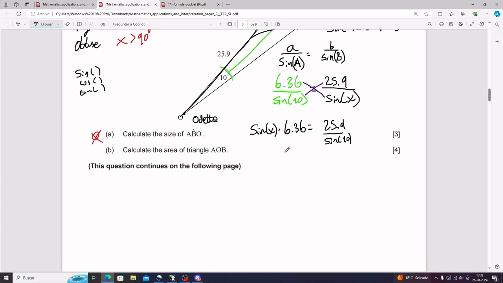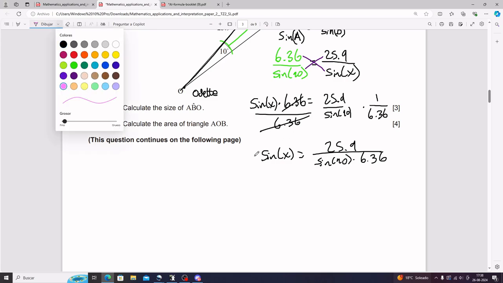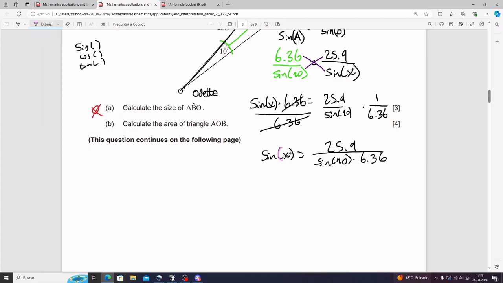From here, in order to keep getting X alone, clearly you have to divide by 6.36 so that you get X further alone, right? So that goes away with this. So you end up with sine of X equals 25.9 divided by sine 10 times 6.36. And from here, the interesting thing you have to do is that X, in order to keep getting it alone, it's within a parentheses. And so if it's within a parentheses, you need to get rid of whatever is right outside. And what's right outside, sort of, right? I know that technically no, but what's right outside is the sine function.